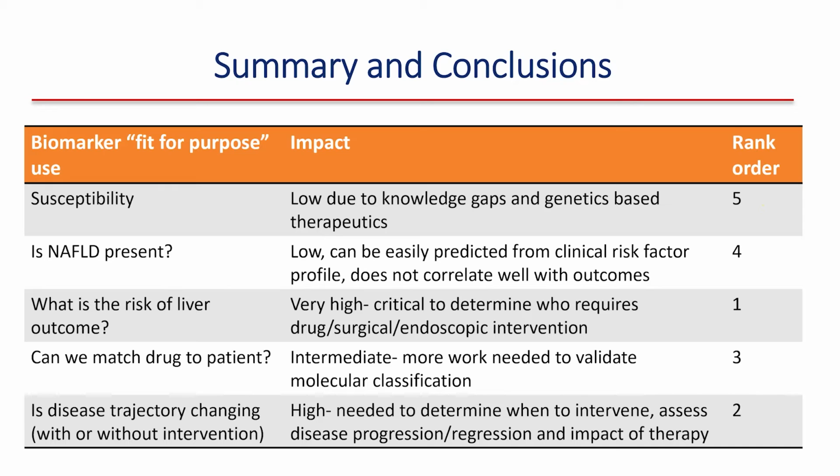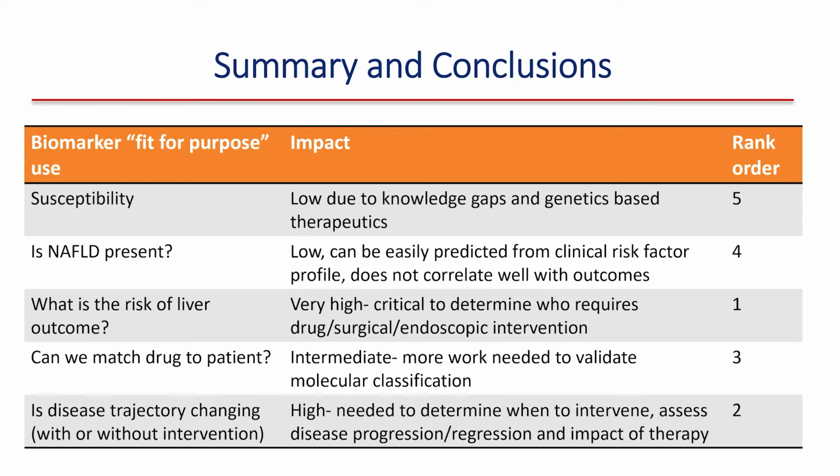And then finally, is the disease trajectory changing? This is important because even though we don't have a drug, there may be certain interventions that we have access to that may not be FDA approved, such as pioglitazone, vitamin E, weight loss therapy, that we want to know, after we have intervened on them, what's the likelihood that over time they're going to either progress or regress.